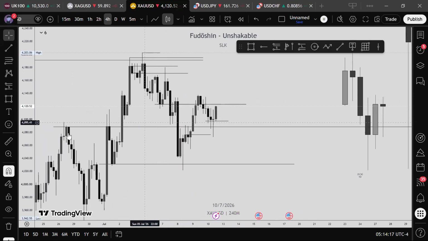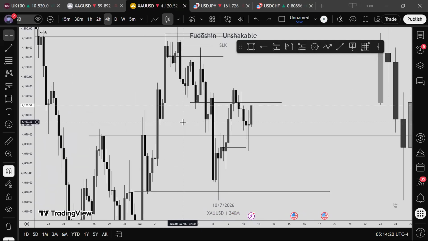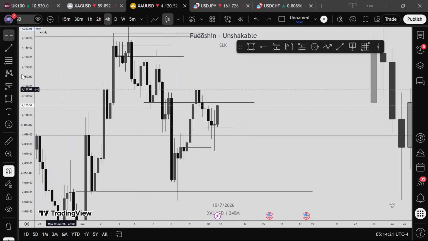Now, if you come down to the 4-hour, this 4-hour is giving me a breakout. But something very important here is this fair value gap right here.